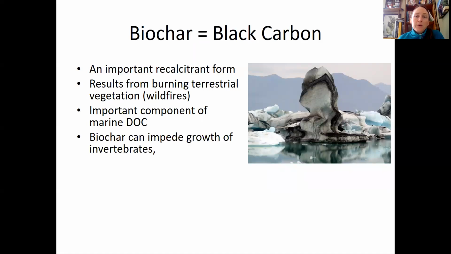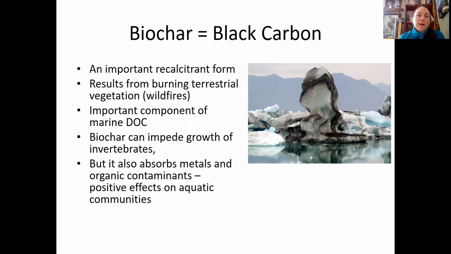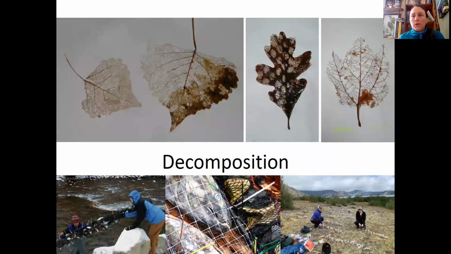And it can impede the growth of invertebrates and absorb things like metals and contaminants, which are both positive and negative effects. And you can kind of see the evidence of biochar in ice formations, these layers of black, or just on the surface of ice. And it's basically found in air pollution that then gets trapped in ice. Okay, we're going to stop and talk more about decomposition next.